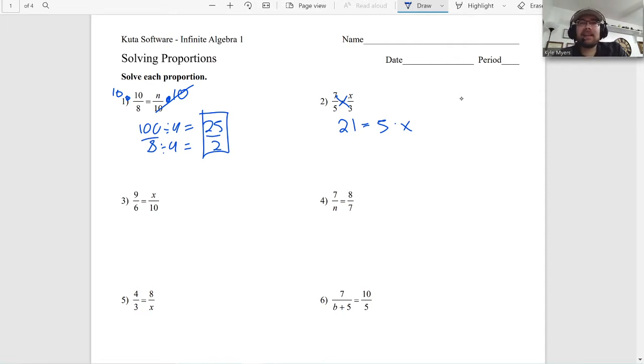But like I said, I wanted to show you some different methods. So this is classic cross multiplying. This is probably the most commonly taught method. Now, of course, we're not done, because this is 5 times x. In order to solve, I do the opposite. So I'm going to divide both sides by 5. 21 doesn't go into 5 at all. 5 is a prime number, so we're done. 21 fifths. That's it. Cool.